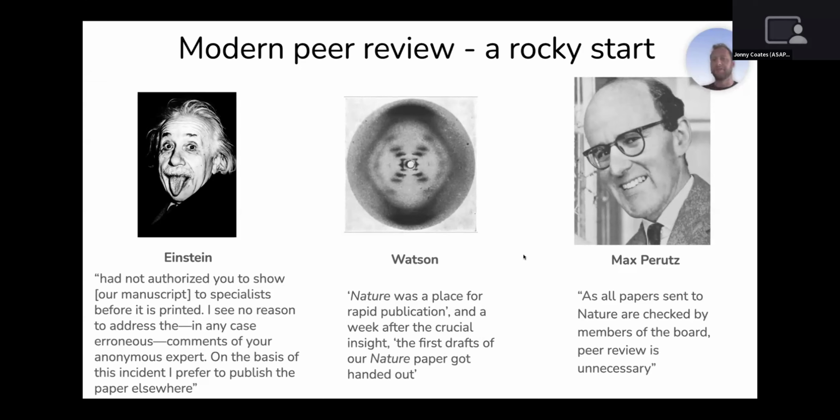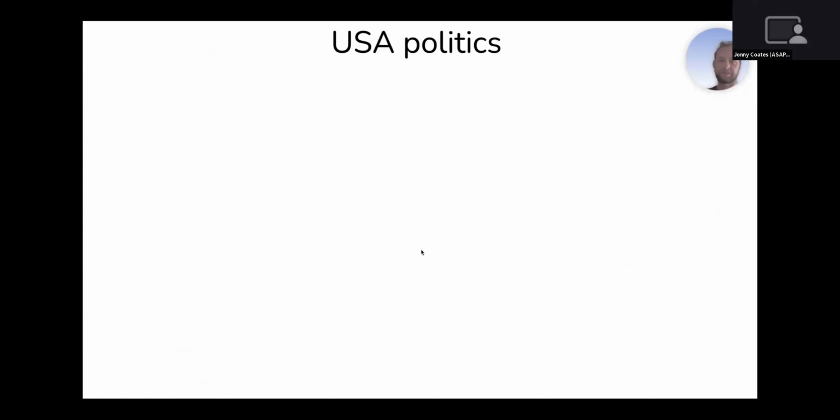And then Max Perutz, who is a Nobel Prize winning biologist, had this to say about peer review: all papers sent to Nature are checked by members of the board, and therefore peer review is unnecessary. And this is how peer review started. Remember, this is the 1960s, 1970s. This is not that long ago. So we've already got a lot of people not supportive of peer review at the very beginning when it started.